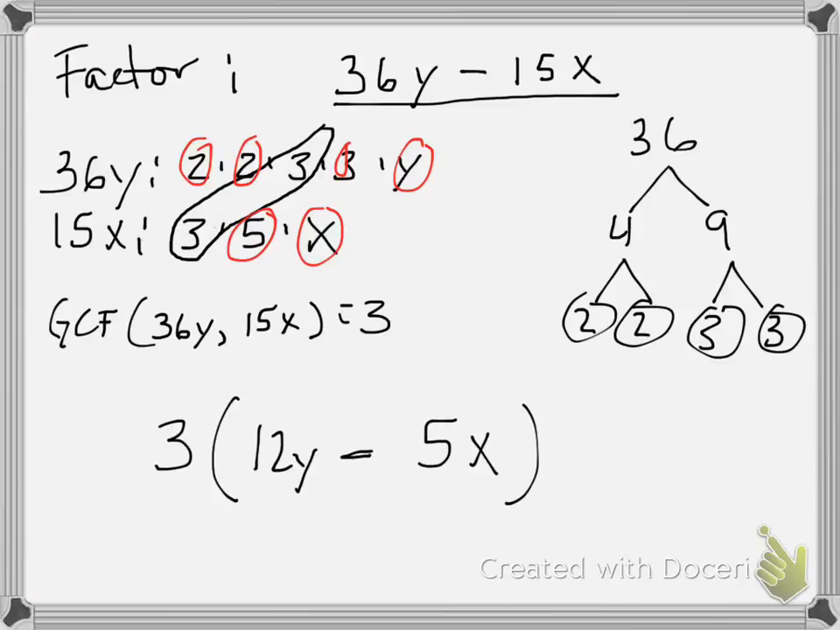To do my check, I could just distribute the 3. 3 times 12y, that's 36y. 3 times a negative 5x is a negative 15x. And that checks out with what we have above.